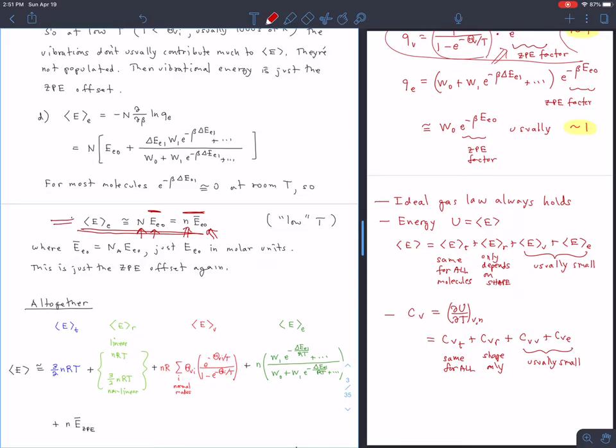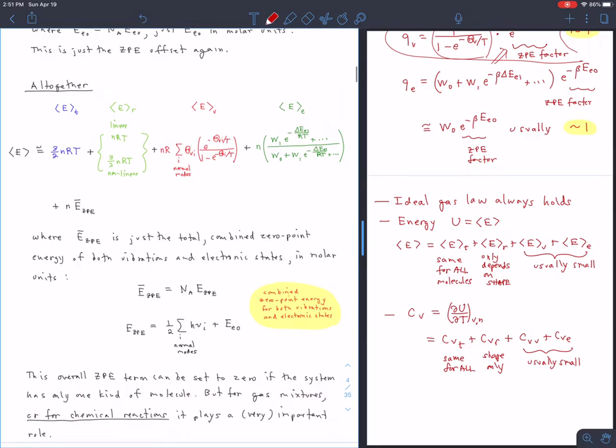But when there's no population of even the second excited state, it's just like the vibrations. When the electronic energy levels are such that only the ground state is populated, then there's really only the ZPE term that contributes to the energy, and sometimes we'll be able to set that ZPE term to 0. So very often, the part that counts microstates is 0 for the electronic contribution.